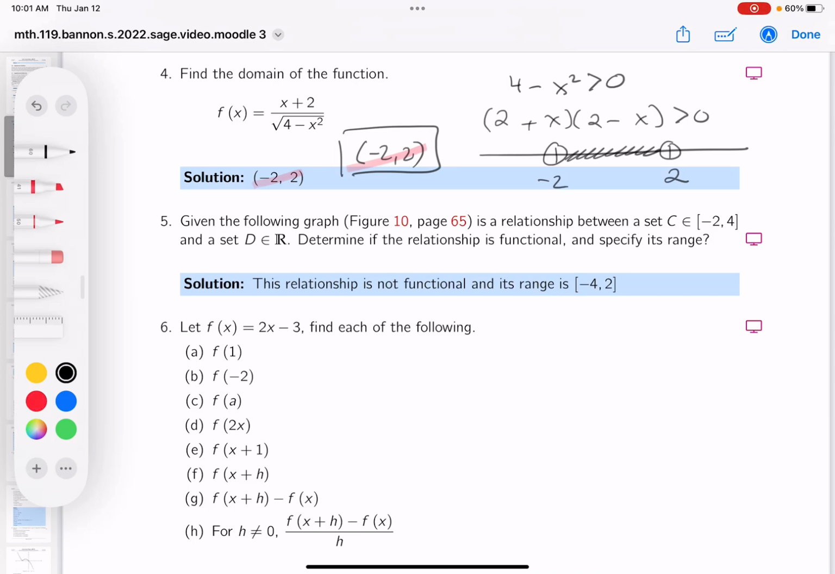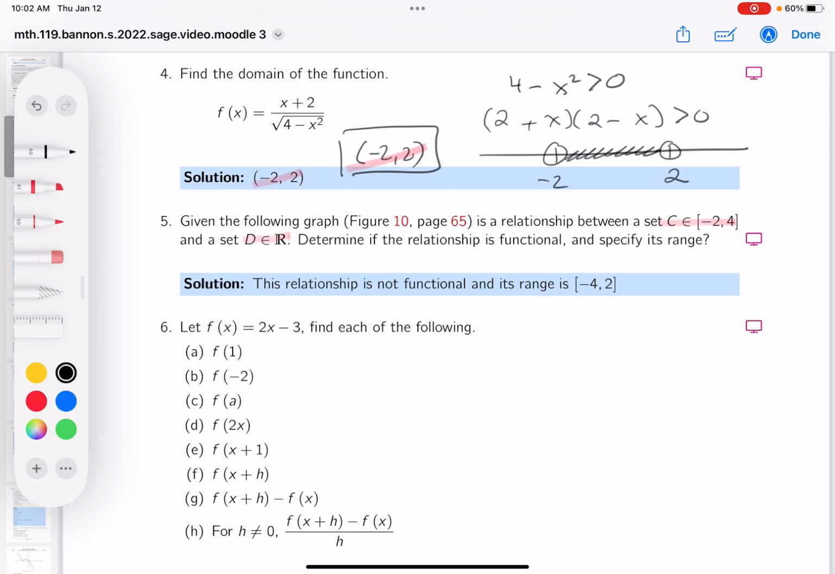Okay, so if you look at number 5, it says, given the following graph, and they do tell you where the graph is on page 65, and it's graph, or figure number 10. They go on to say the relationship is C. I see this. And they talk about the set D being R, all right? So it's a relationship between two sets.